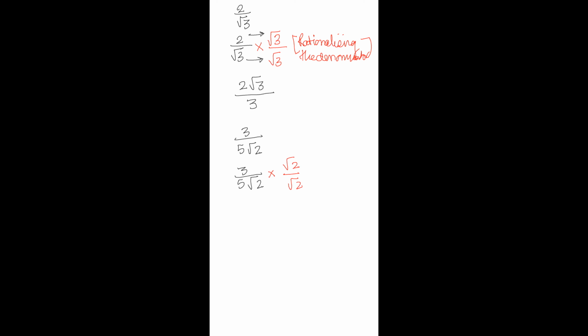So what have we done in this step? We are rationalizing the denominator. So let's now do this completely. 3 multiplied by root 2 becomes 3 root 2. In the denominator, 5 will come as it is, and root 2 multiplied by root 2 will become 2. And then what are you going to get in the end? You're going to get 3 root 2 upon 5 into 2 is 10. So see, we have rationalized the denominator.